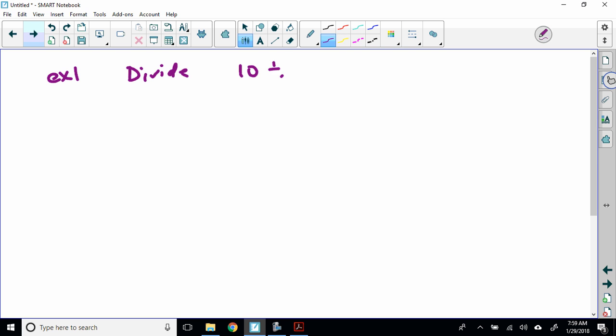10 divided by 3. So we would like to see how many times 3 goes into 10. 3 times with the remainder of 1.